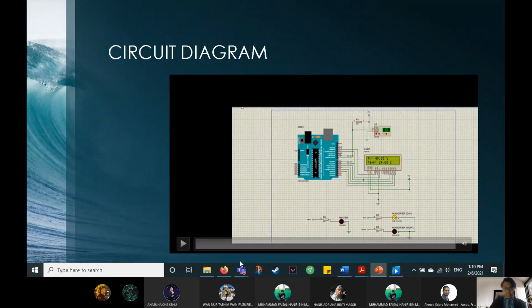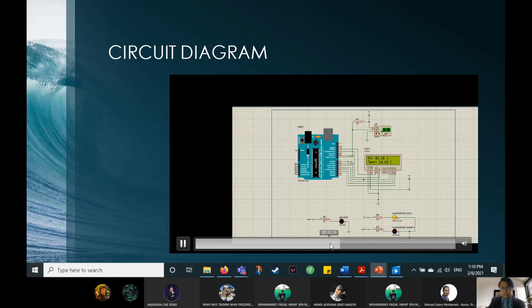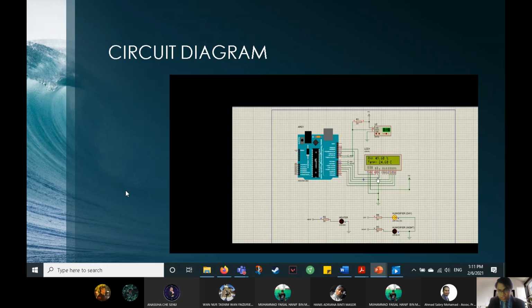So this is the circuit diagram. Basically this is how my project works in the software. You can see the relative humidity: if it is below 55%, the humidifier turns on, and the red LED and the yellow LED turn on. When the temperature is more than 34, the heater will turn off. When the relative humidity is up to 55%, the humidifier will turn off, and if the temperature is below 24 degrees Celsius, the heater will turn on.